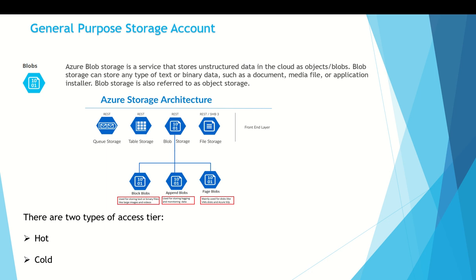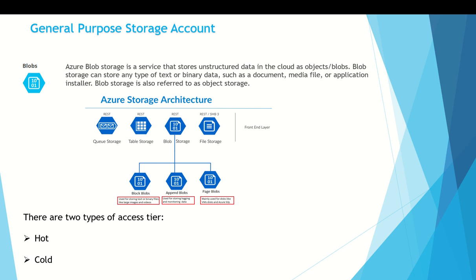So there are two types of access tier, that is hot and cold. Hot: this access tier grants us the lowest latency possible, hence it should be used with data which is frequently accessed. Naturally, since it offers low latency, it is more expensive, just keep that in mind.